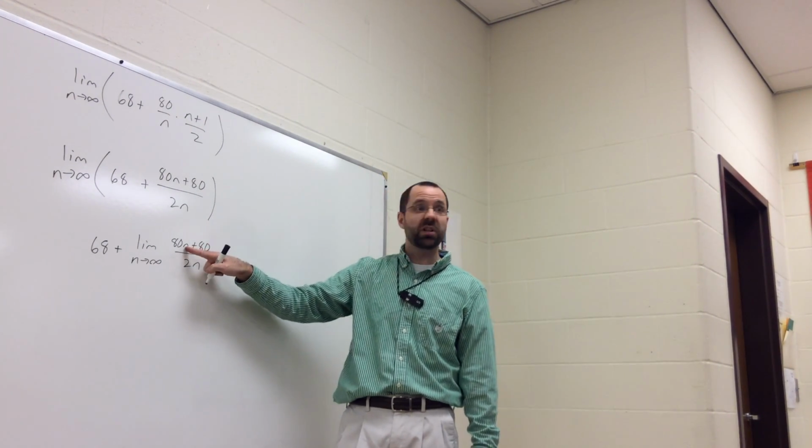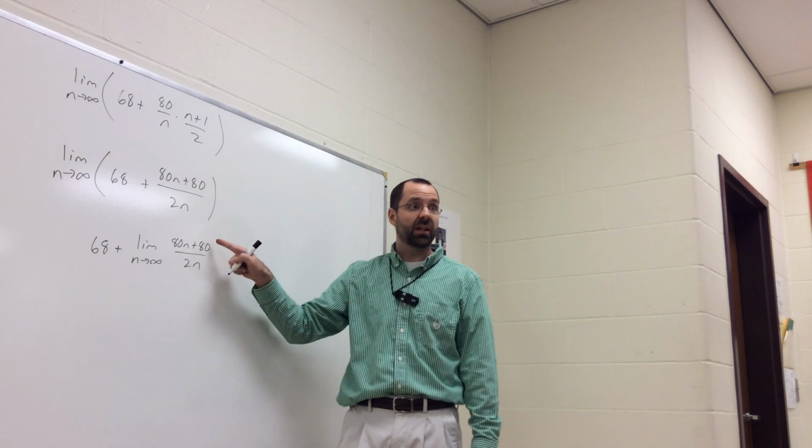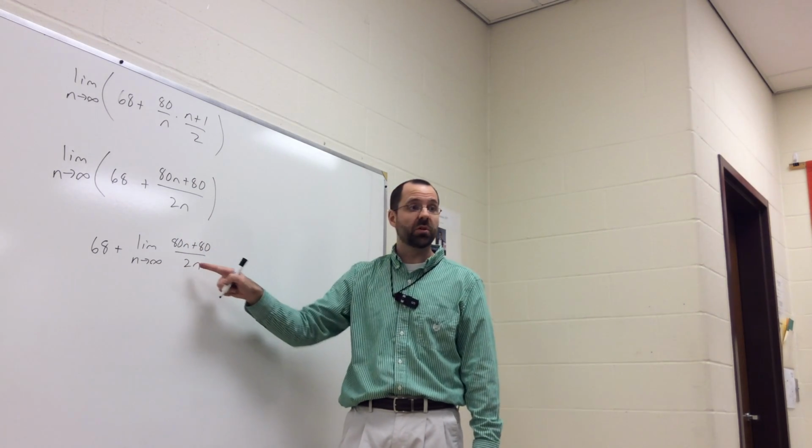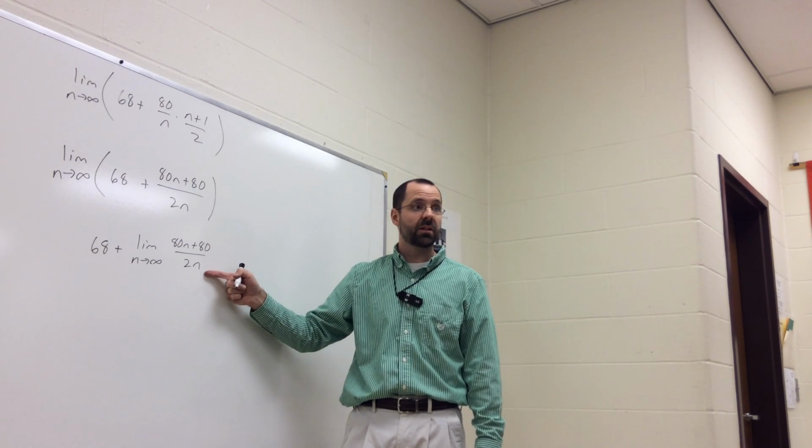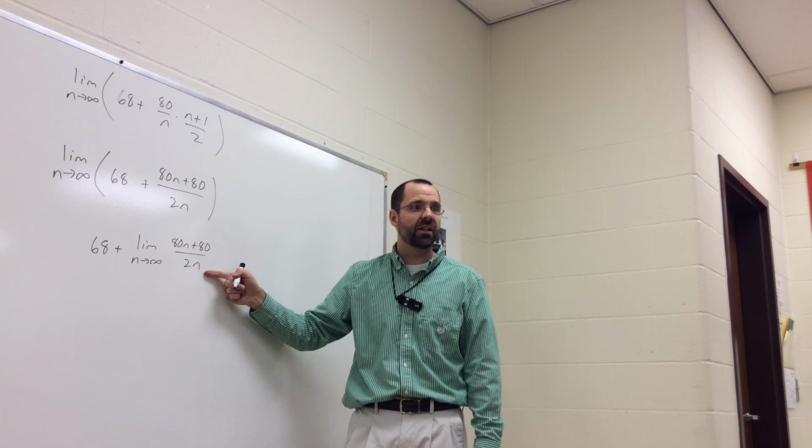And if this number was really big, the top would be really big, right? So it's going to infinity. And the bottom's going to infinity as well. So this is infinity over infinity. Is everybody okay with that? And how do we deal with infinity over infinity?